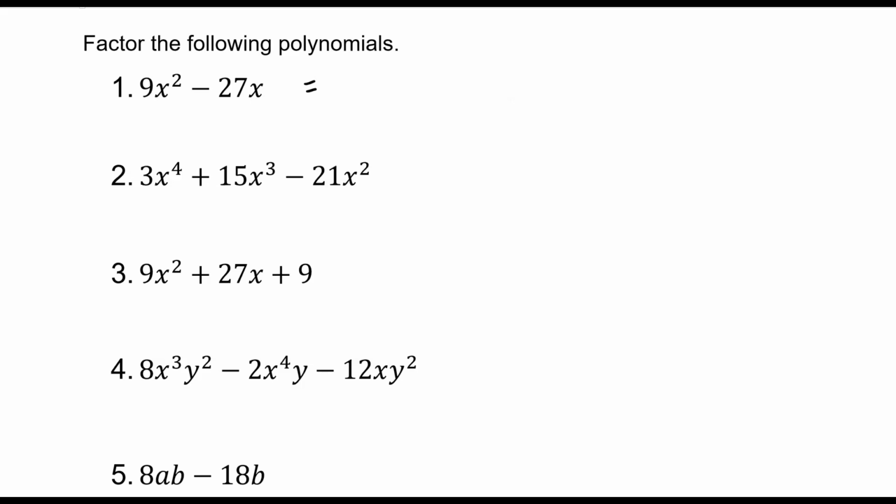Always take out the greatest common factor first, which is, for this particular problem, what? 9x. 9x times what would give you 9x squared, x, and then what would give you minus 27x, minus 3. And we're just going to continue to proceed. Remember, you can always pause the video if you don't understand something and rewind and go back over and over and over again. All right, moving on.